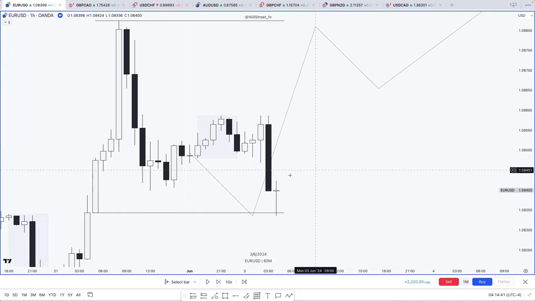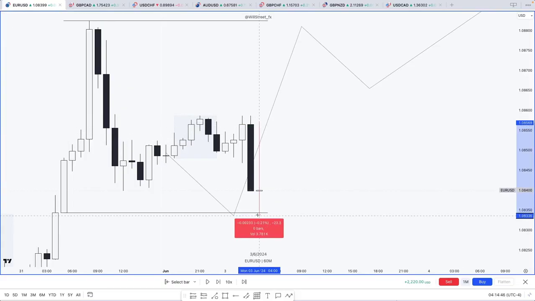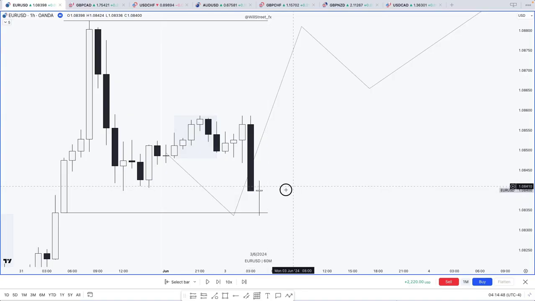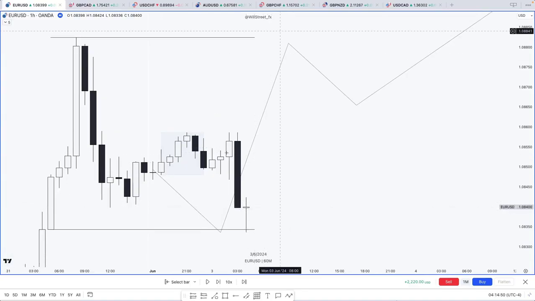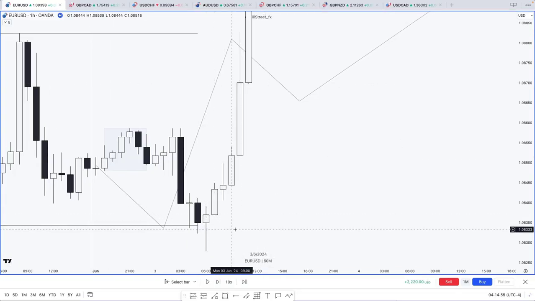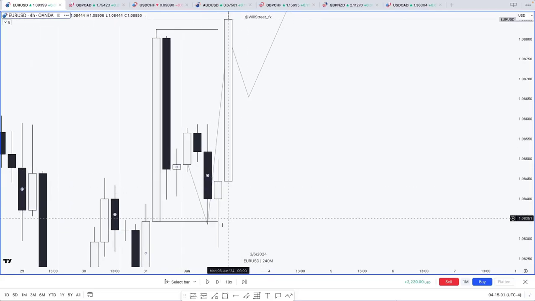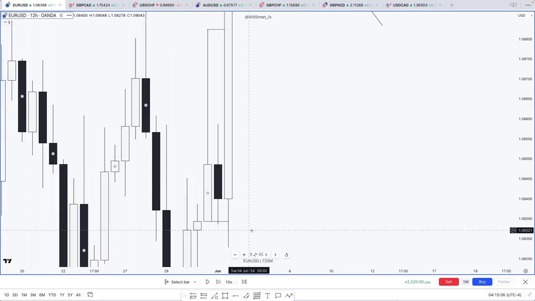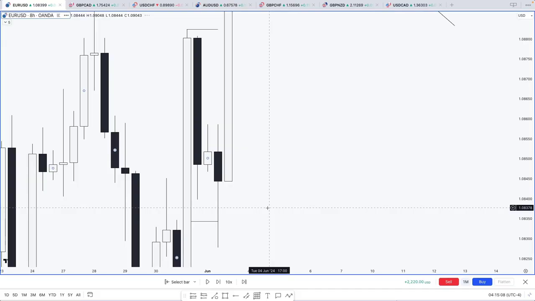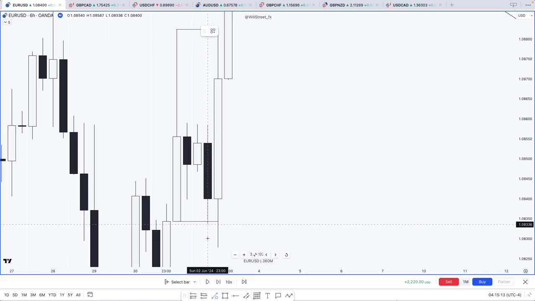What do we see? We see the draw on liquidity for London and the draw on liquidity for London Lunch and New York. Well, it just created into turtle soup and they respected that one, so it creates another one. What time will it do this? At 5 a.m., the new 4-hour, 12-hour, 8-hour candle. No, 6-hour, sorry, candle. So let's refine.